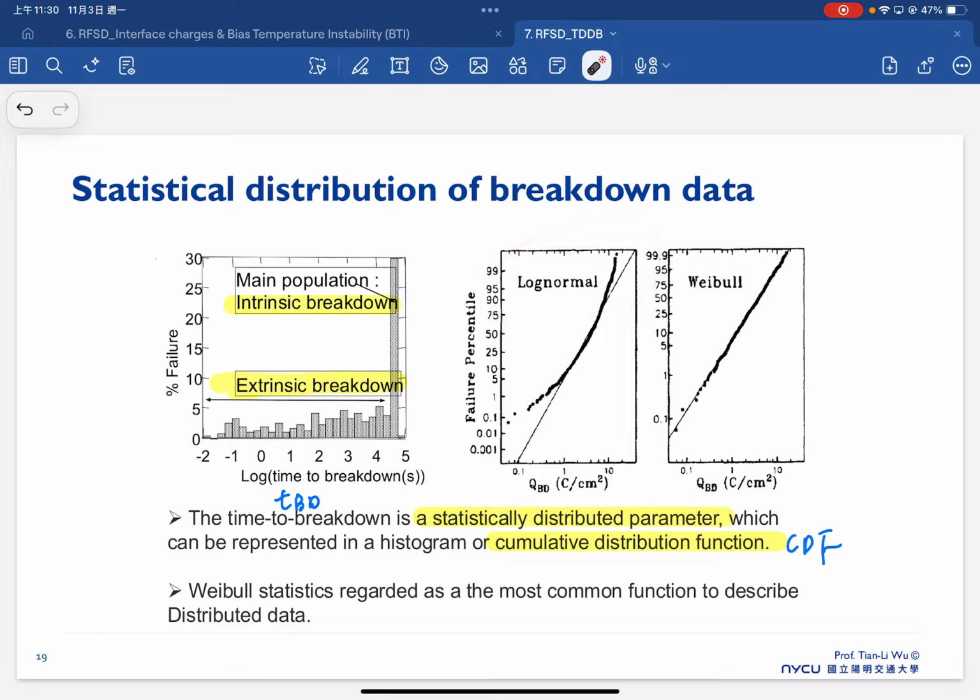And the reason why we consider the Weibull and log normal is something we have also explained before. So the Weibull statistic is considered the most common function to describe the distribution data in the case of the TDDB. And the reason behind it, something we have also mentioned, is because of the weakest link.